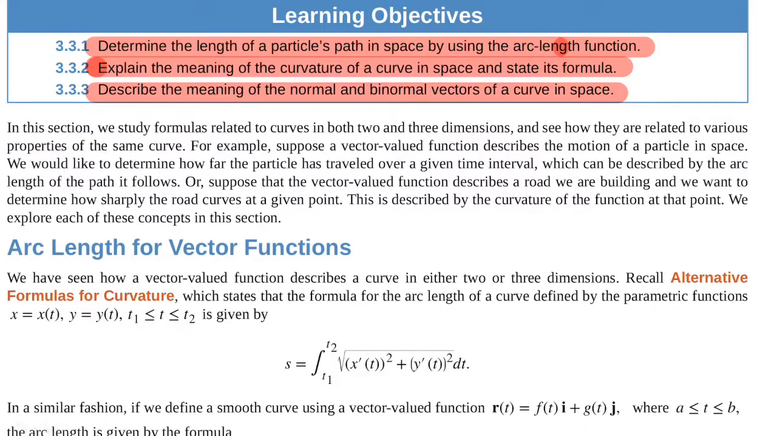Most of this section comes straight out of the textbook, which you already have access to. I'm not going to spend too much time reading over these paragraphs, but this first one is a good one to read just to give you an idea of how we can use arc length and curvature. Let's say we have a vector-valued function and that function describes the motion of a particle in space. We could determine how far the particle has traveled over a given time interval, which can be described by the arc length of the path it follows. Say that we have a road that we're trying to build, and we want to determine how sharply the road curves at a given point. This is called the curvature.